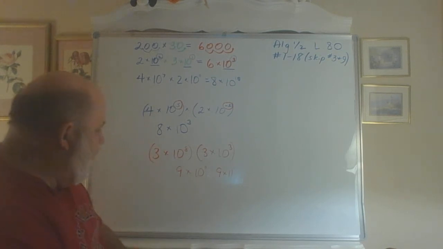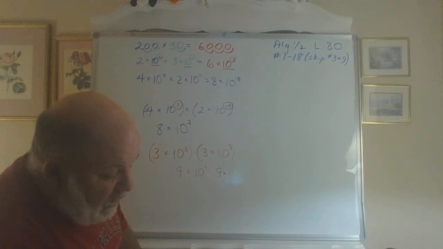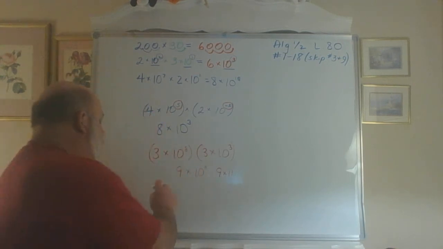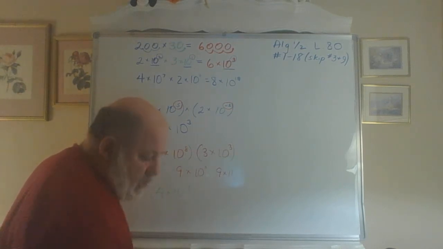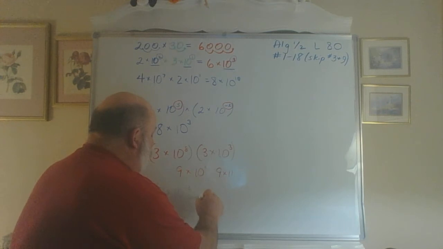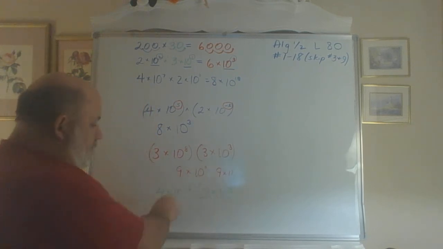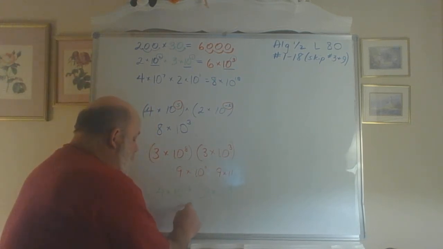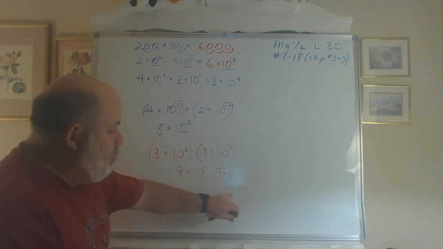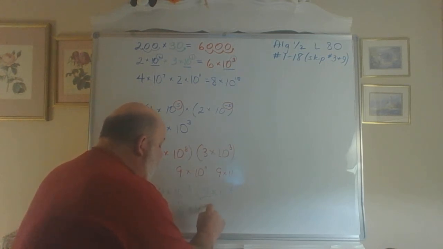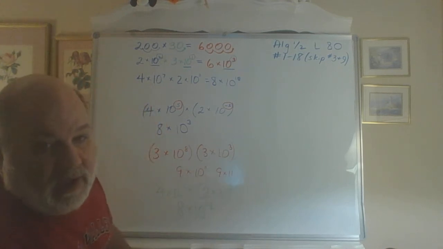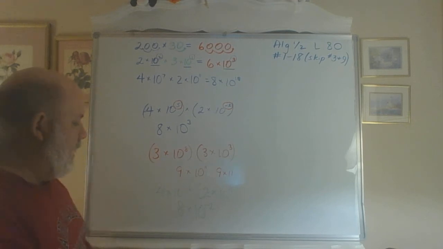In the last one, it says 4 times 10 to the negative 6 times 2 times 10 to the 4. This green marker is wearing out. 4 times 2 is 8. Negative 6 plus 4 is negative 2. Yes, you can have an answer with a negative power. Is that visible? Yes, you can see that.